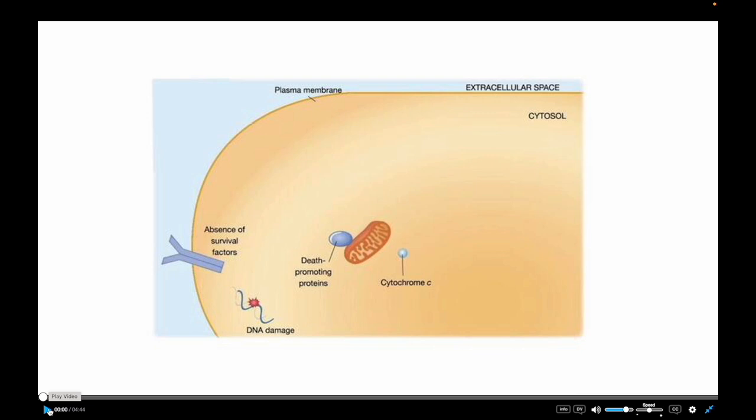I just want to go through this walkthrough of this figure about how apoptosis works. This is what we watched in class.